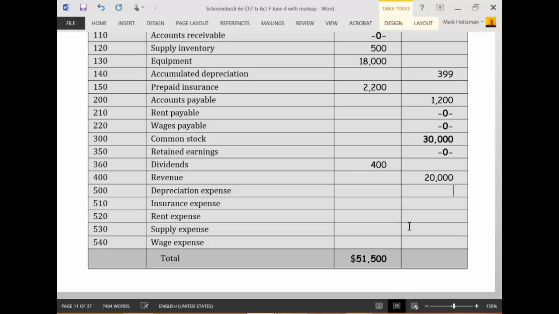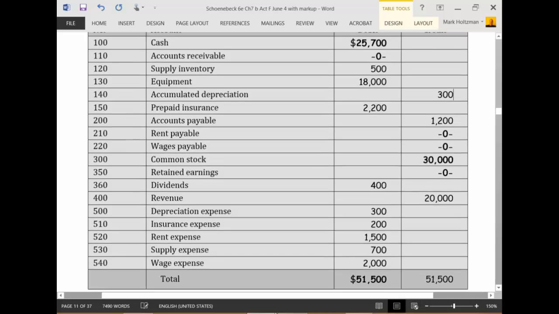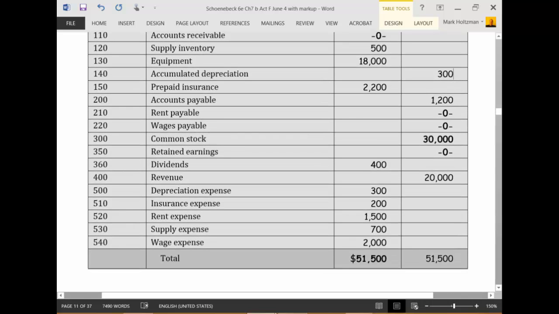Depreciation expense was $300. Insurance expense is $200. Rent expense $1,500. Supply expense $700, and wage expense is $2,000. And then if you add up all your credits, you should get $51,500. Provided you get the depreciation number right, $300. And it balances.